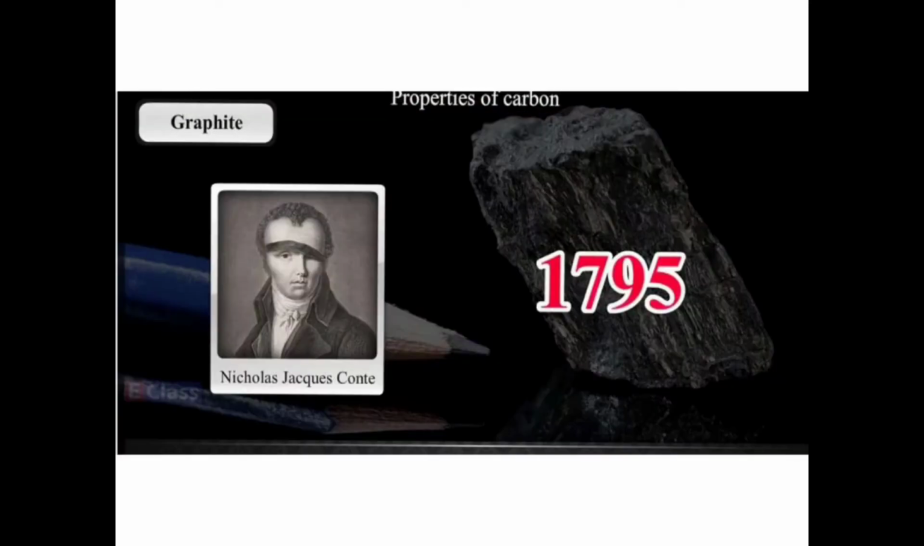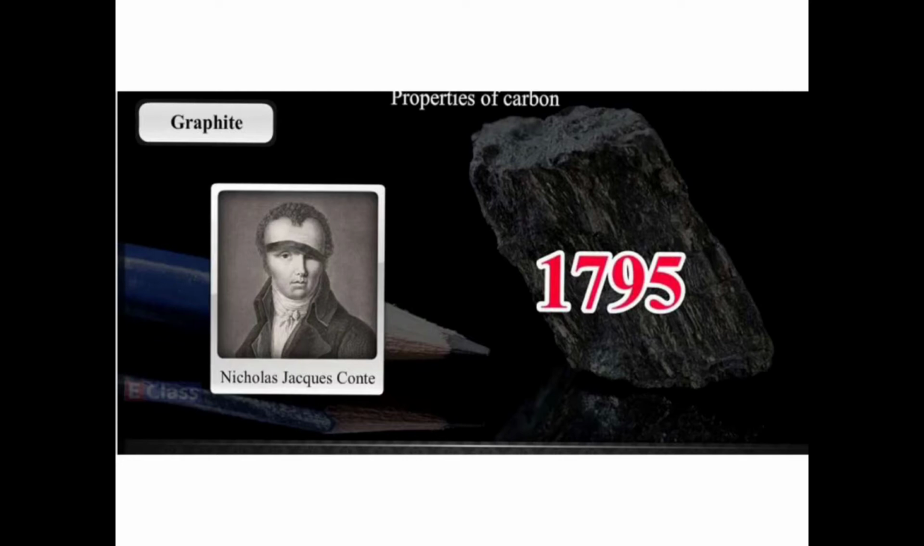And who found this process? This process was discovered by Nicholas in 1795. So from that we started using the pencil. What is the specialty of graphite? That it gives black colored shiny markings on the paper, and so we are using it.